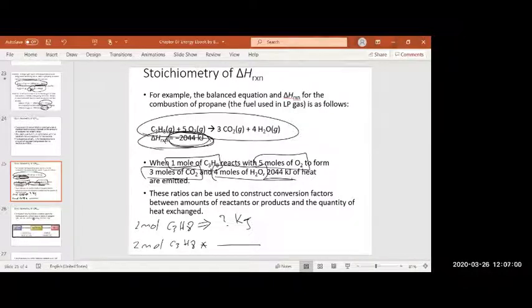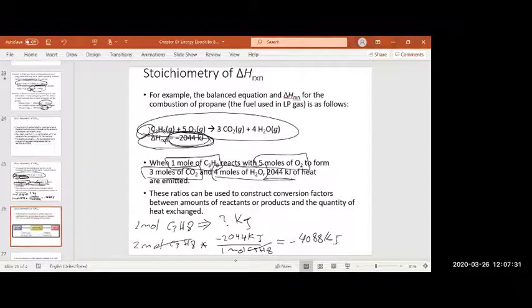So it is minus 2044 kilojoule divided by 1 mole of C3H8. The mole C3H8 cancels with the mole C3H8. Do the math and we will get minus 4088 kilojoule. So we will use the equation, the heat as the mole-to-mole ratio.